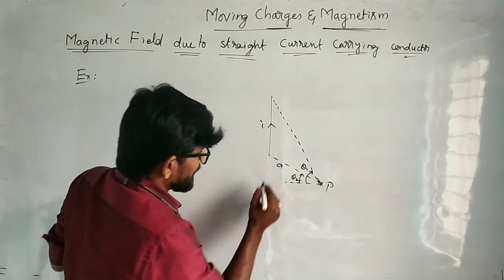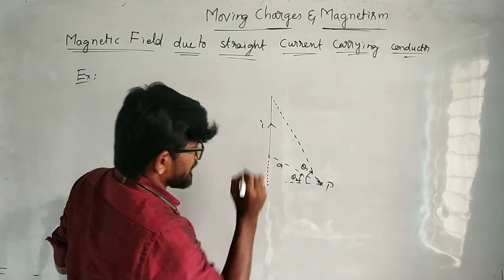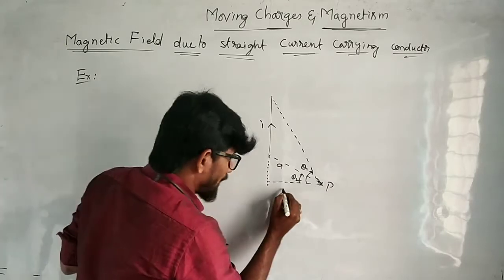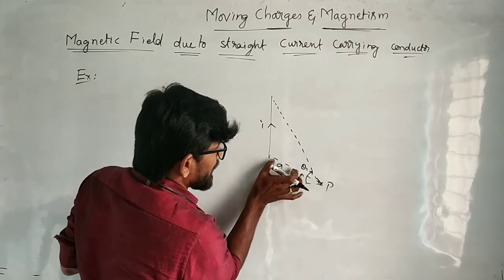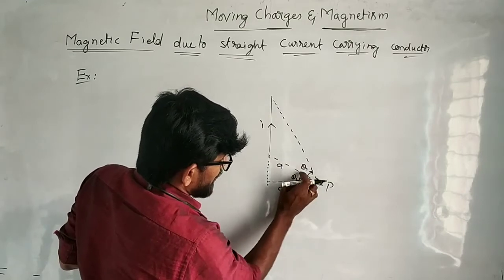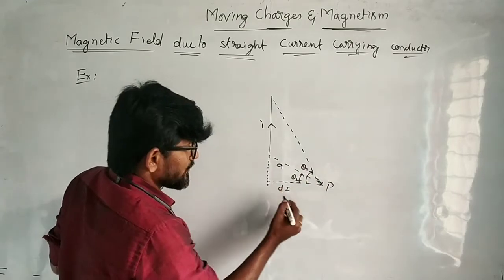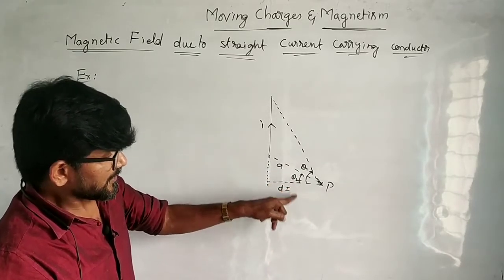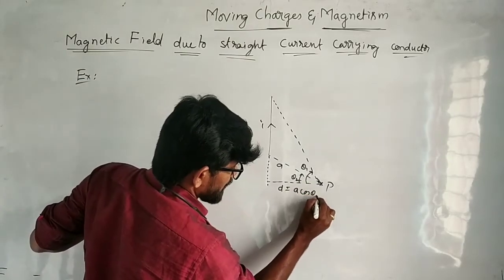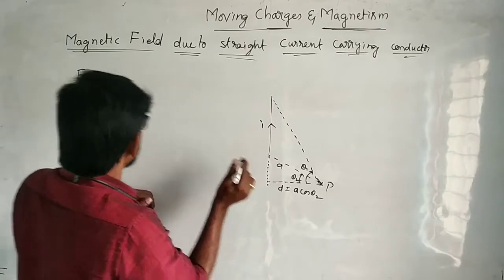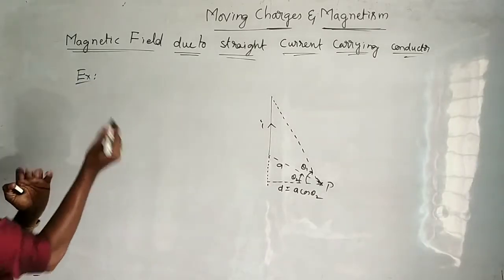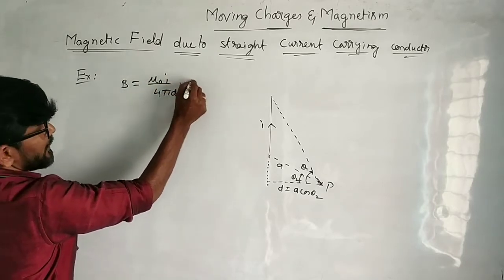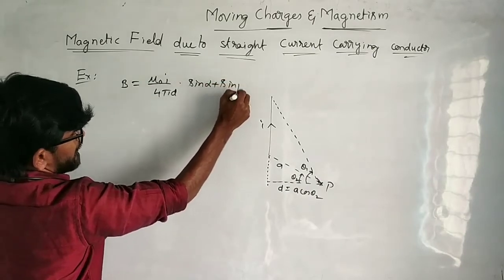In this kind of case, what you have to do is extend the line or axis of this conductor, and treat the perpendicular distance from the point to this line as d. Because this is a and the angle between this line and the perpendicular line is theta 2, d is equal to a cos theta 2. Is it clear? Next, as I told you, the general formula for any straight conductor is B equal to mu naught I by 4 pi d into sin alpha plus sin beta.